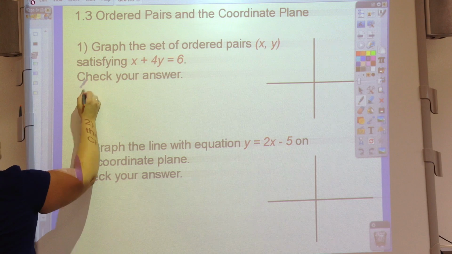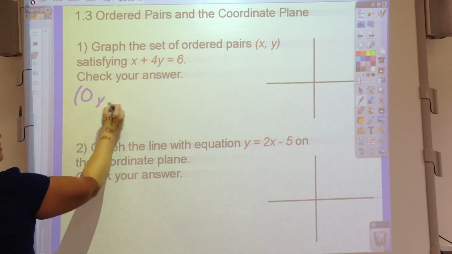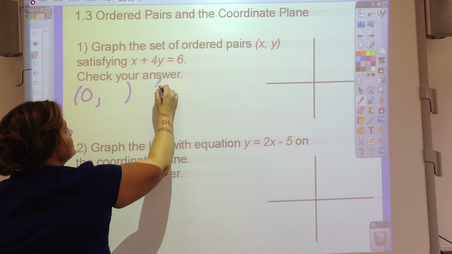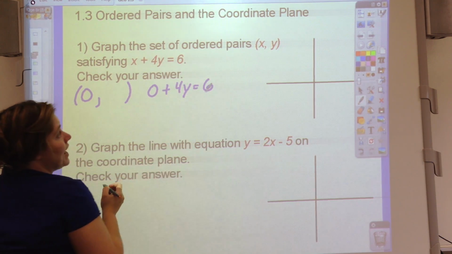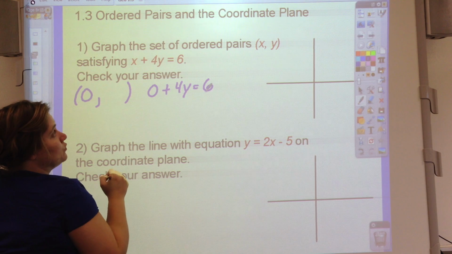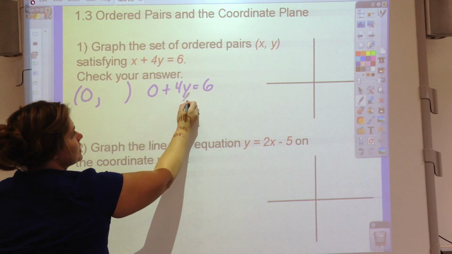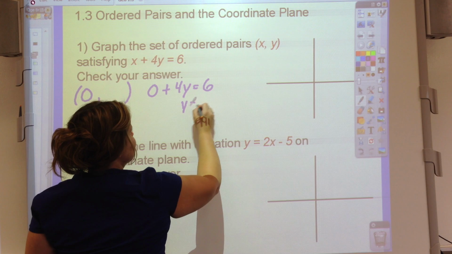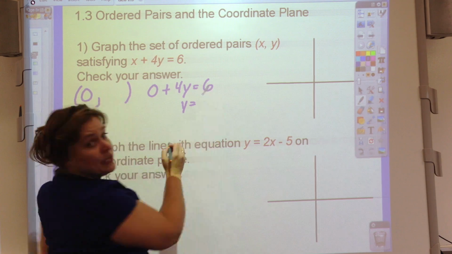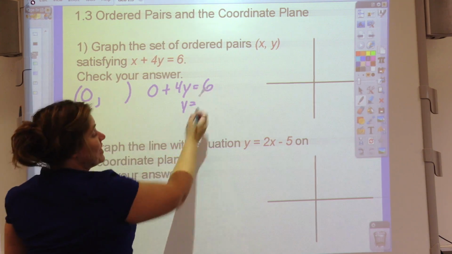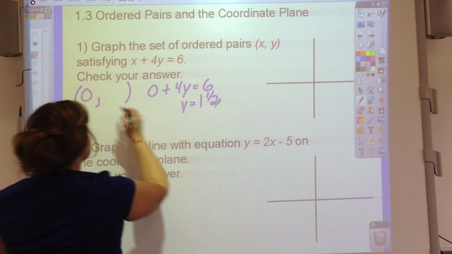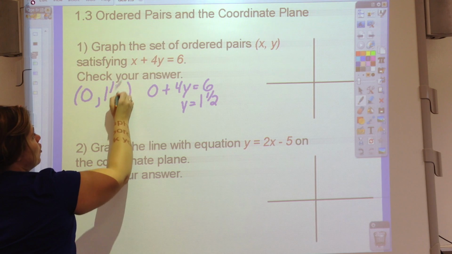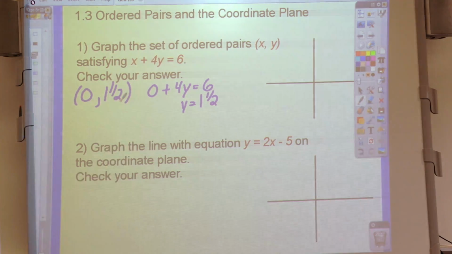Let's find the value of y when x is 0. When x is 0, I get 4y equals 6. Divide both sides by 4, and I get 6/4, which I can reduce to 3/2, which hopefully you'll agree with me is 1 and 1/2. So when x is 0, y is 1 and 1/2.